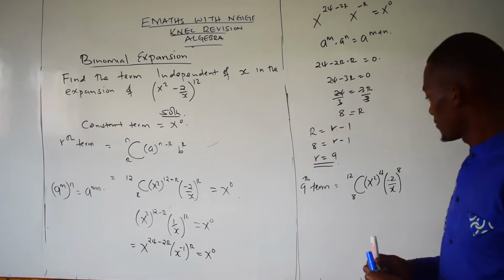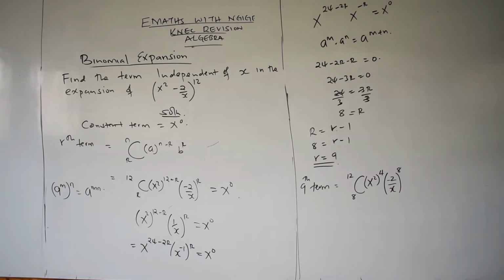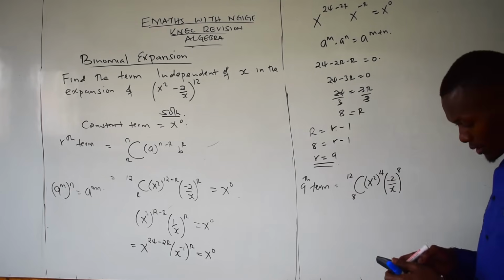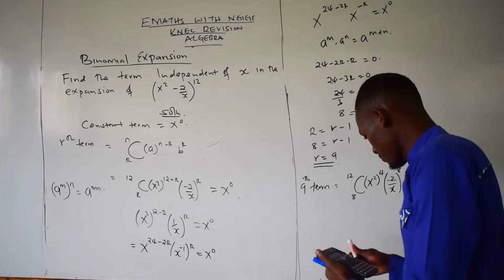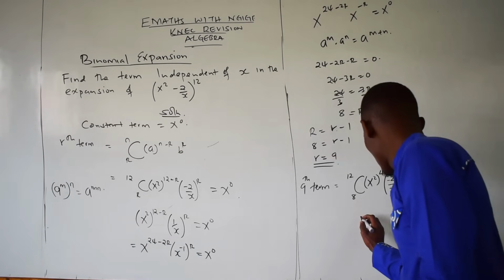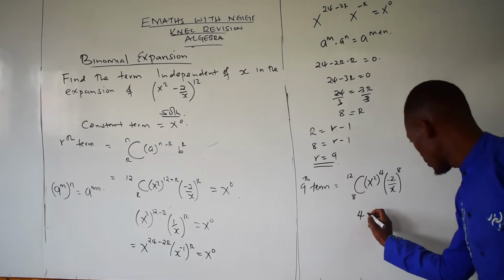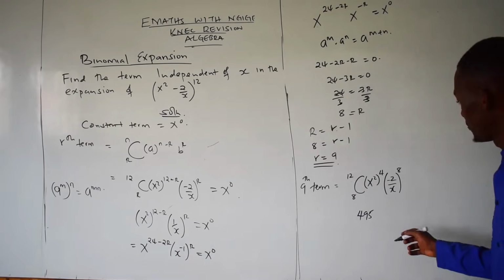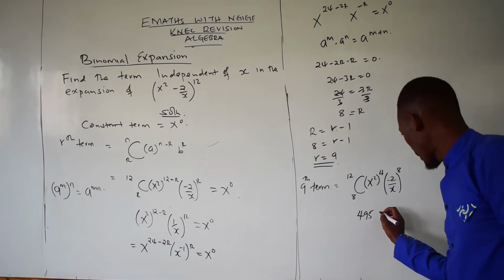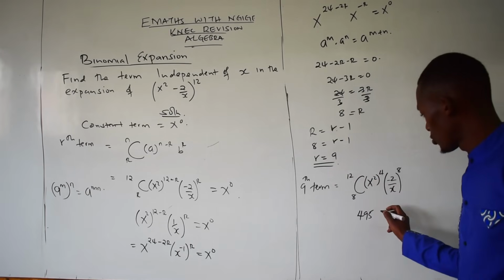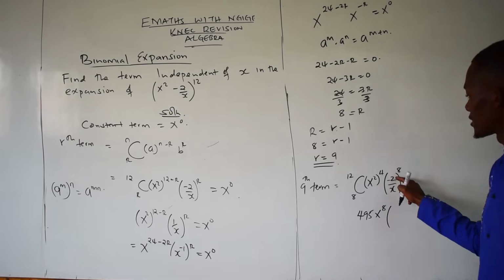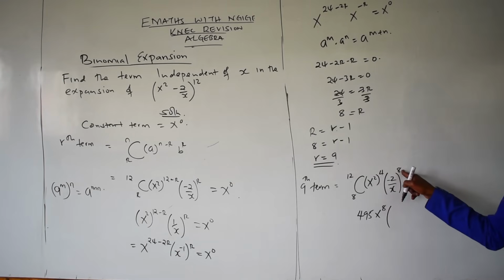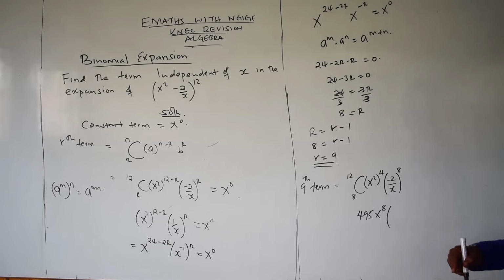Now what is 12 combination 8? So 12 combination 8 gives you 495. Then we have our x. By the laws of indices, this and this will multiply. We shall have x to power 8. Then you have negative 2 to power 8. Remember, these are an even power, so this negative will go. So we just have 2 raised to power 8.